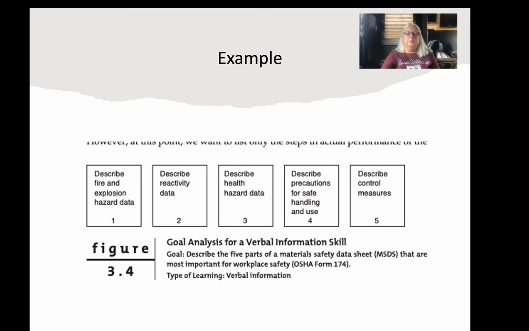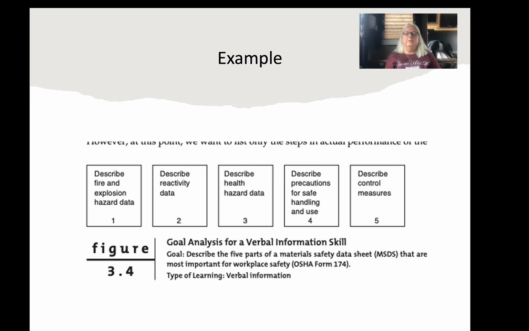Okay, so in this example, this is a verbal skill where we want the learner to describe the 5 parts of a material safety data sheet, and that's an OSHA requirement. So we don't want them really to do anything, but we want them to tell us these things. So you notice the steps don't have arrows because they're not really sequential. We're just asking people to describe things. Describe fire and explosion hazard data. Describe the reactivity data, so on and so forth. So we're just asking them to be able to describe the parts of the material safety data sheet and what's in those parts.